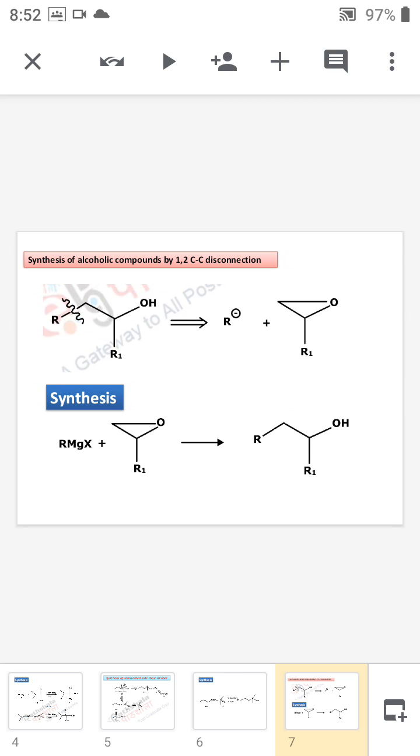So here we remember that if the molecule is a secondary alcohol and if you are following the 1,2-CC disconnection, our starting materials are always an epoxide and a Grignard reagent.